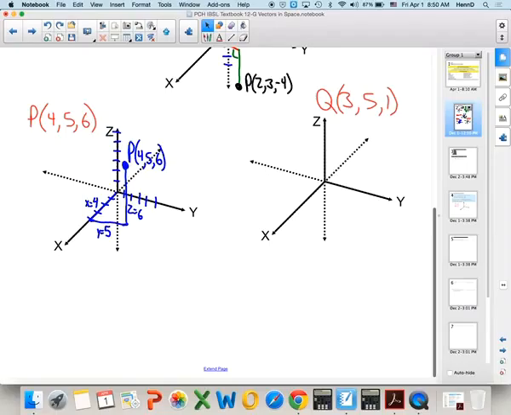I think you went down 1 instead of up 1 for your last part. Yeah, positive 1 for your Z. Yeah, that'll work. There we go. That works. Good.